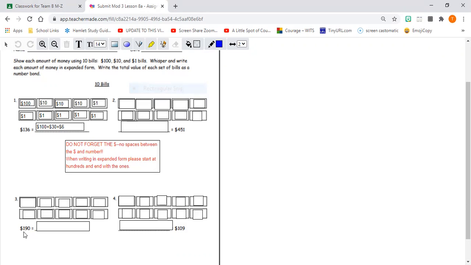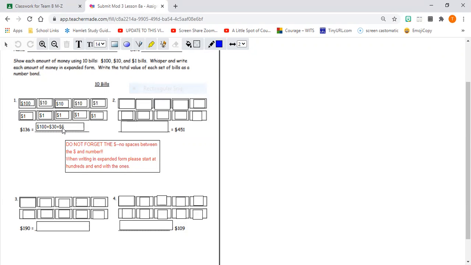So that would be 100 plus what? What would that be? What's that 9 worth? 90. And right here, don't put a 0 for your tens, just skip it, okay? And make sure that you put your dollar signs as I did. And I want you to notice there are no spaces right in here.